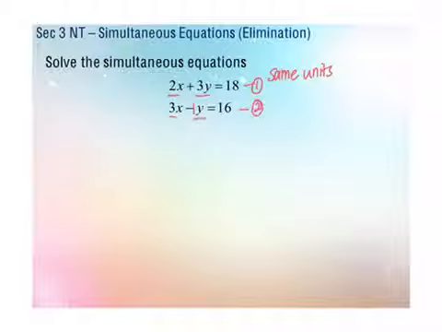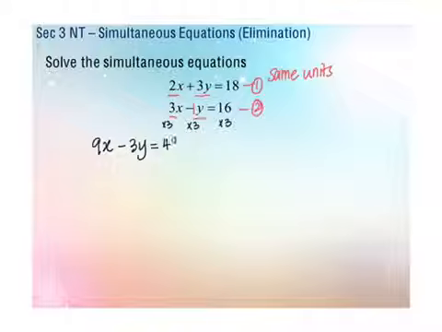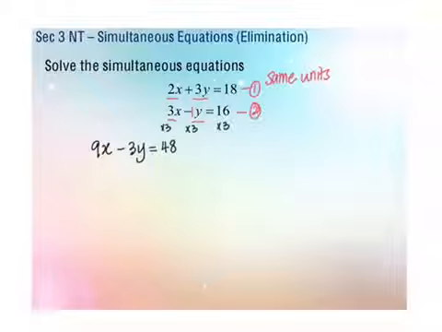So what we are going to do now, we are going to make y the same number of units. I'm going to take equation 2 times 3 to every single term. What will we get? We will get 9x minus 3y equals to 48. Now let's copy down our original equation. 2x plus 3y equals to 18.